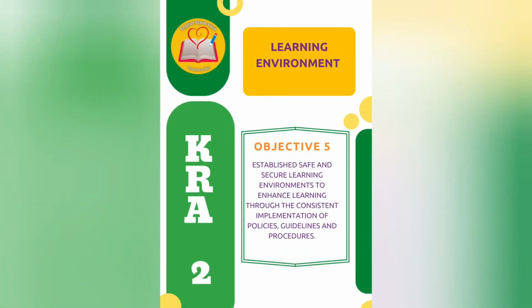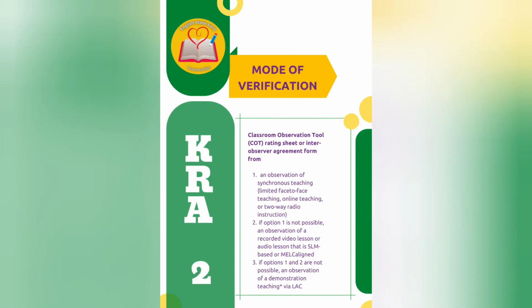Next, we have the KRA 2, or the Learning Environment. Objective 5. Establish safe and secure learning environment to enhance learning through the consistent implementation of policies, guidelines, and procedures. Again, the mode of verification is your COT 1 and 2.